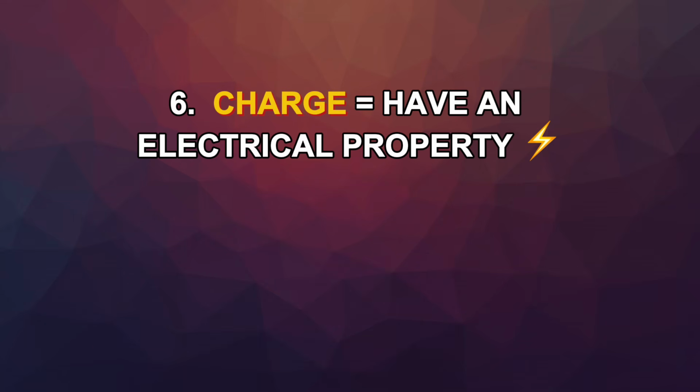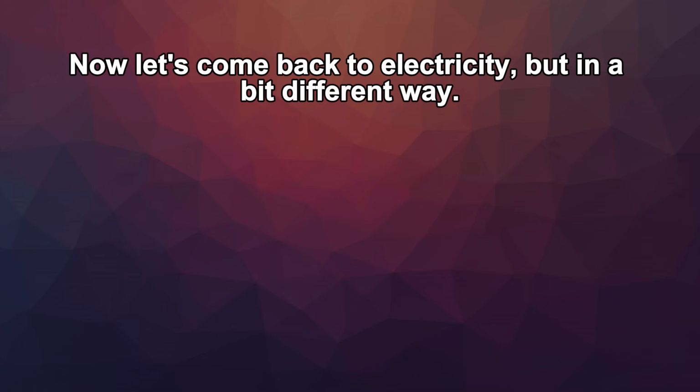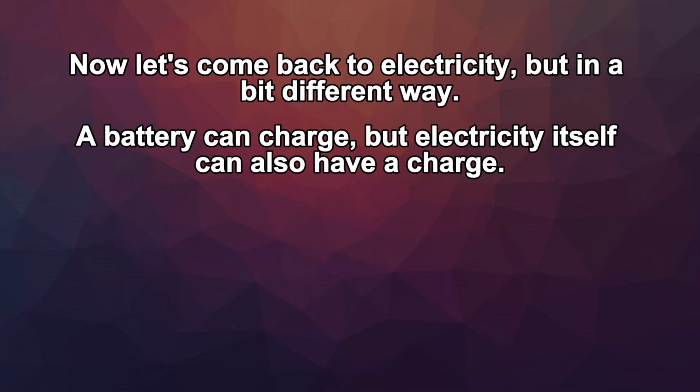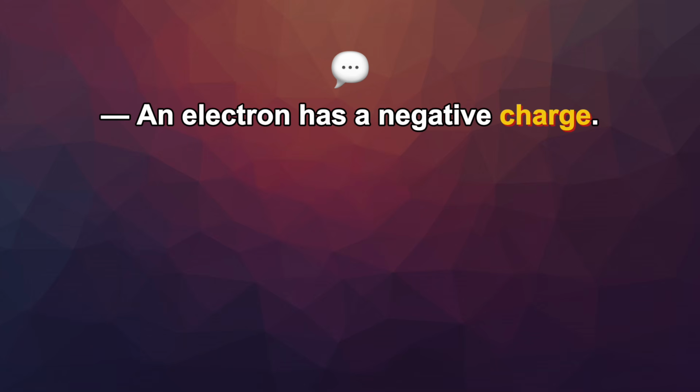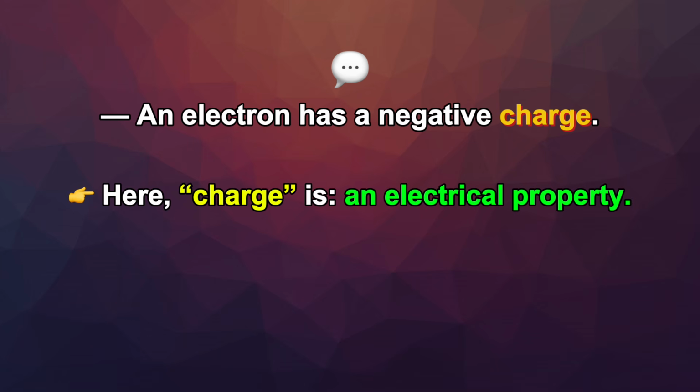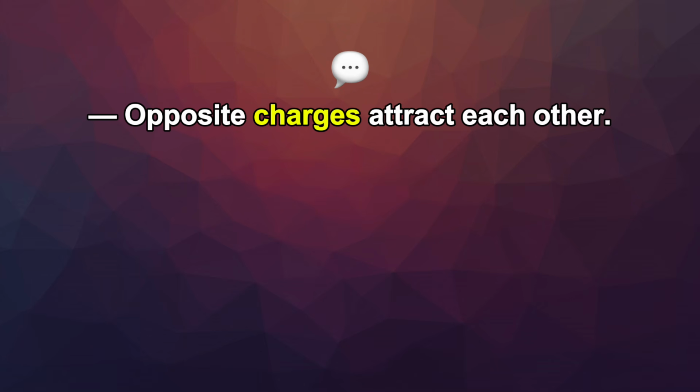Charge equals have an electrical property. Now let's come back to electricity, but in a bit different way. A battery can charge, but electricity itself can also have a charge. In science, we talk about positive charge and negative charge. An electron has a negative charge. Here, charge is an electrical property. Opposite charges attract each other.